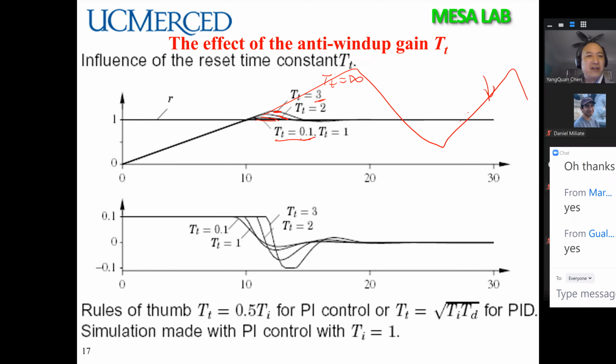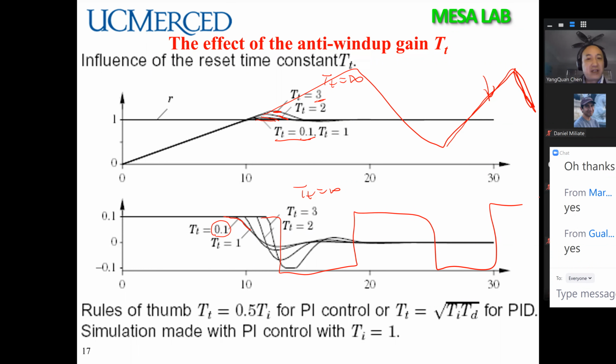Okay. And this is how quickly they get out of this. You can see when the anti-windup is stronger, they can get out of this quicker, okay? So otherwise, if T_T is infinity, what do they have? Something like this, okay?